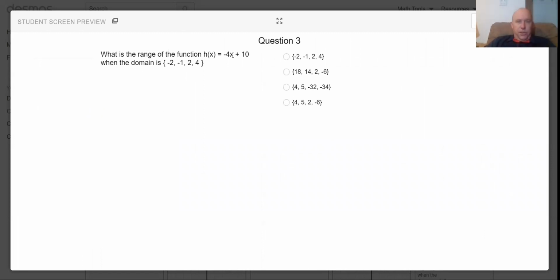What is the range of the function h of x equals -4x plus 10 when the domain is -2, -1, 2, and 4? So we've got a little bit extra vocabulary here. Range refers to the y values or the output of the function, whereas domain is the x values or values you are inputting into the function. So this time I want to plug all of these numbers into this formula here. And as there's 4 numbers, perhaps not surprisingly, there's 4 answers for each of these.